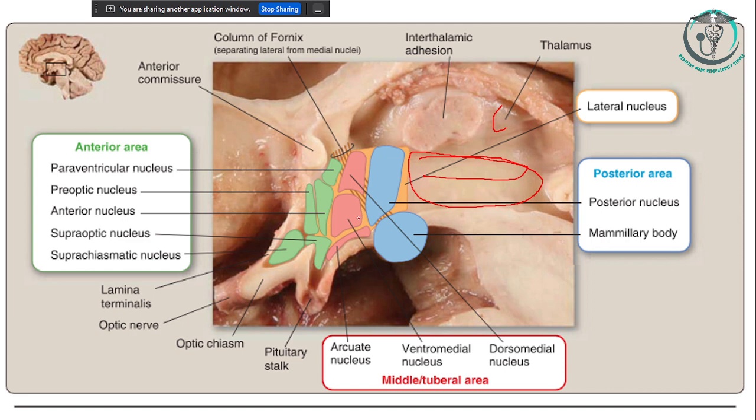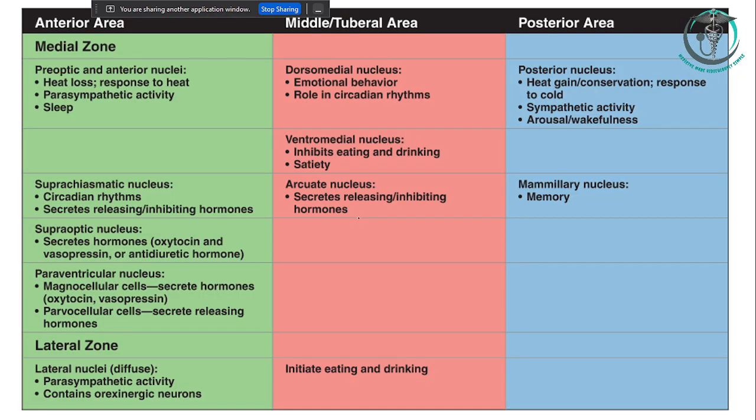These are the nuclei I want you to have in mind. At least you should know that the hypothalamus has three areas of its nuclei. There is an anterior area, there is a middle area, and the posterior area. Once you've understood that, I'll now move on to the next step.